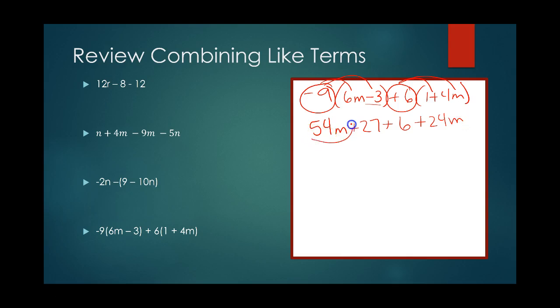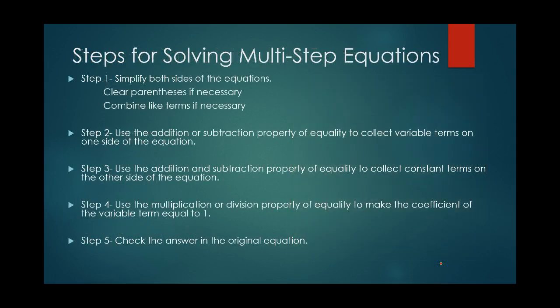Now I combine the m's together. So 54 plus 24 is 78m. And then 27 plus 6 would give me 33. Okay, so just a little review. We'll need that as we go forward.